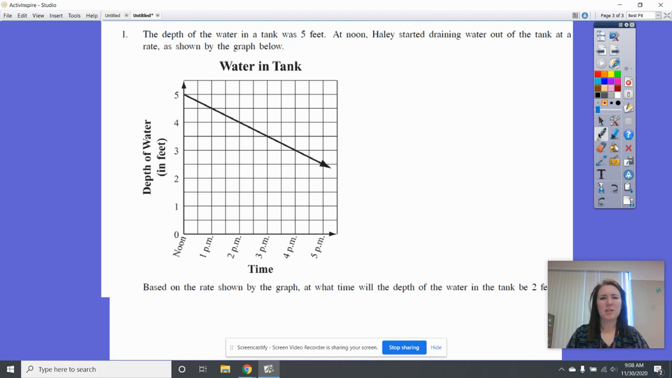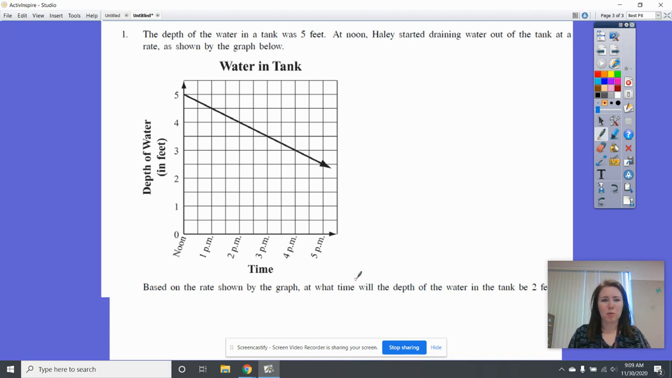Hi, today we're going to talk about how to interpret a linear graph. So when I say interpret a linear graph, I really just mean interpret a graph that has a straight line, just like what we have here. It says the depth of the water in a tank was 5 feet. At noon, Haley started draining water out of the tank at a rate as shown by the graph below.